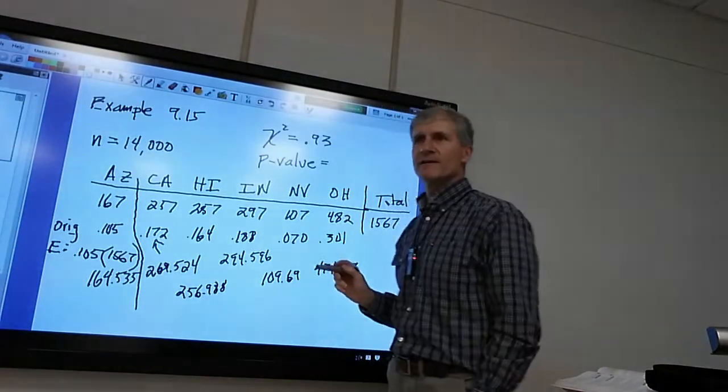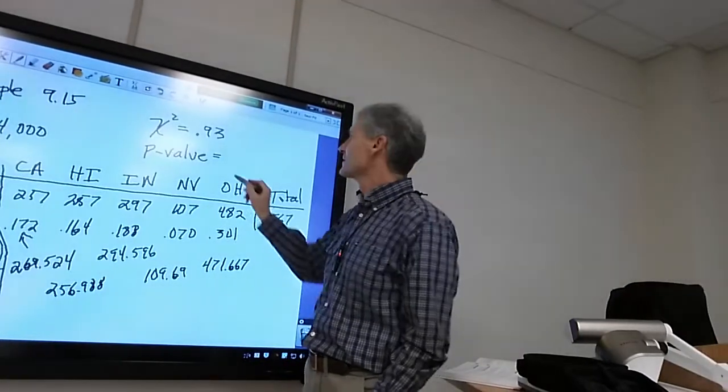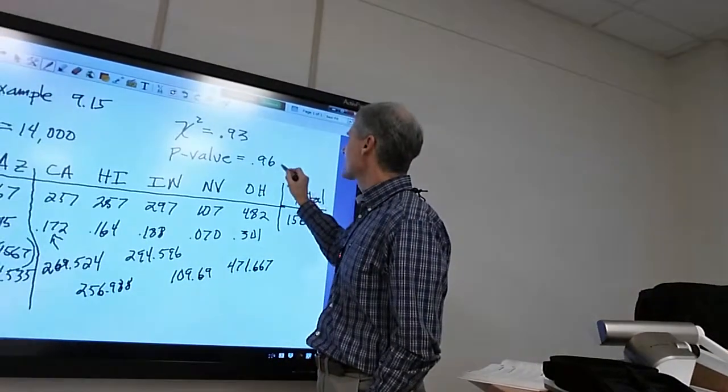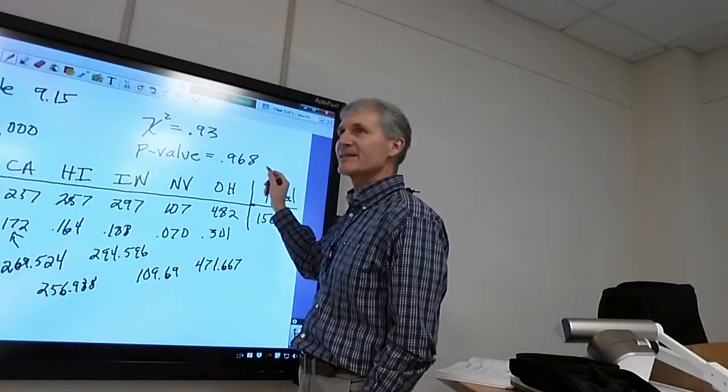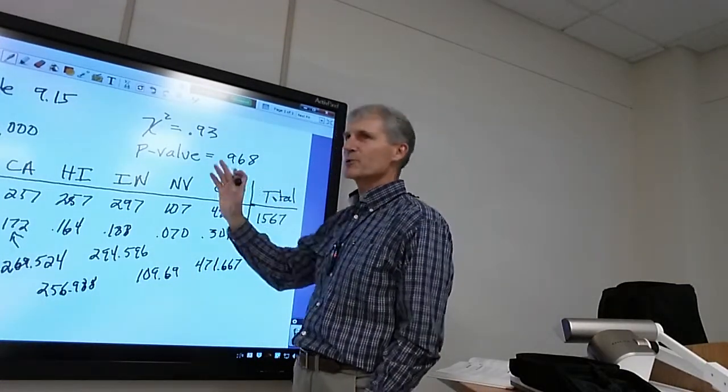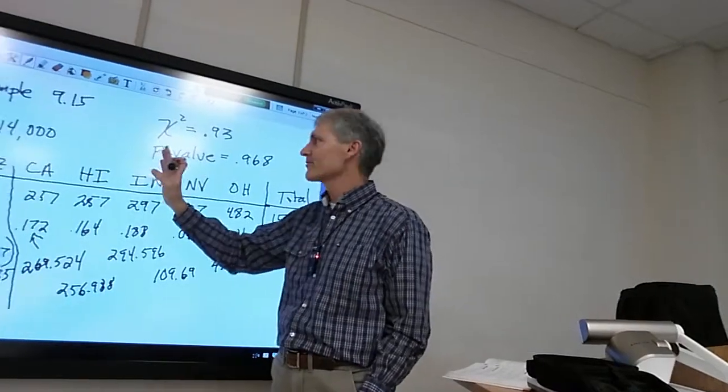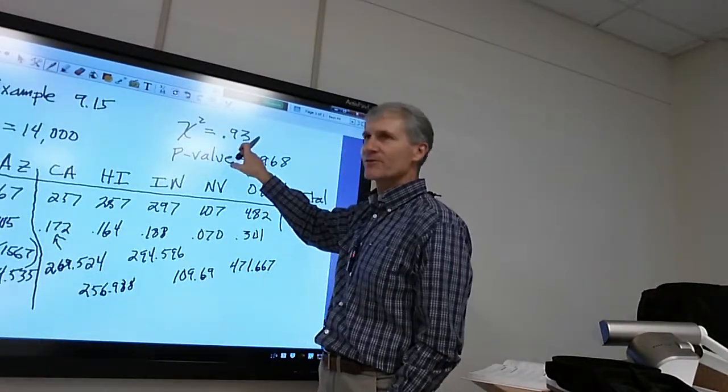And what is it? 0.968. Right? So 96%, now almost 97% of the area under the chi-square curve has been shaded when I go from this value up.